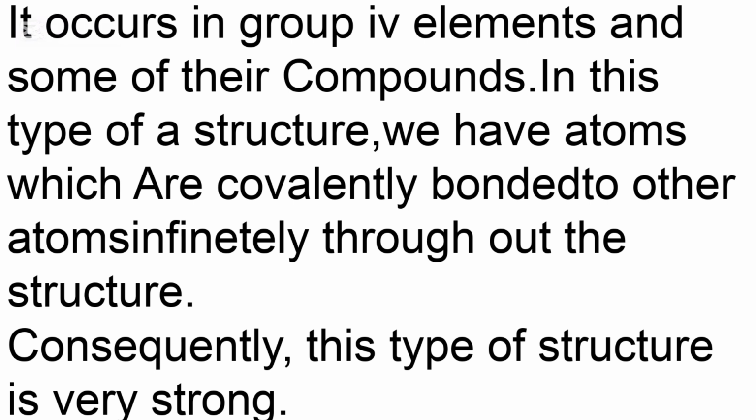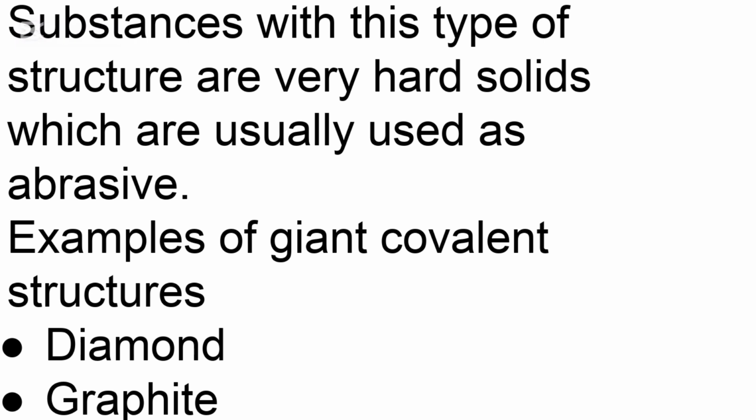So that is basically the introduction of giant covalent or giant atomic structures. They are normally found in group 4 elements and some of their compounds. We have atoms which are covalently bonded to each other throughout the structure, and therefore the structure is very strong. Now, substances with this type of structure are very hard solids, which are usually used as abrasives.